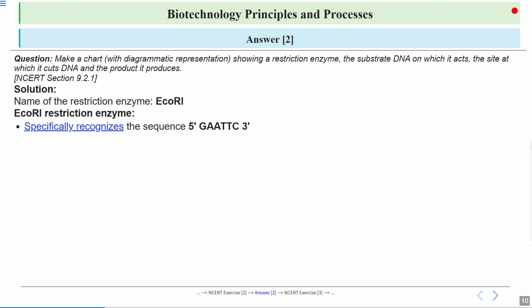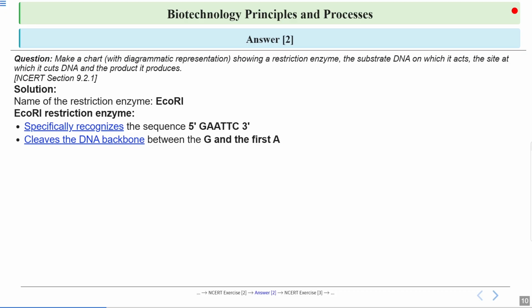Now, it specifically recognizes a sequence, and you have to memorize this sequence: 5' GAATTC 3'. This is the site at which EcoR1 goes and gives a cut. It always recognizes this sequence. If there are 100 sequences like this in any DNA genome, then it can produce 100 segments, because it cuts at these sites only. It does not cut at any other site.